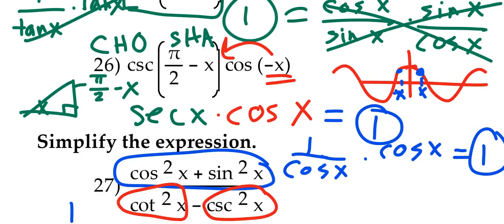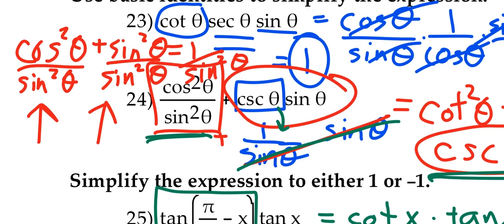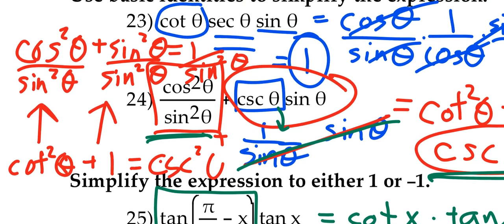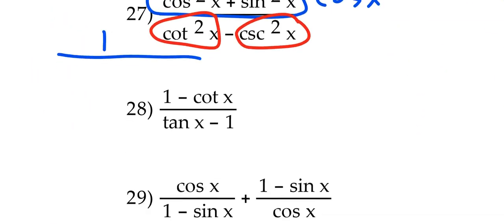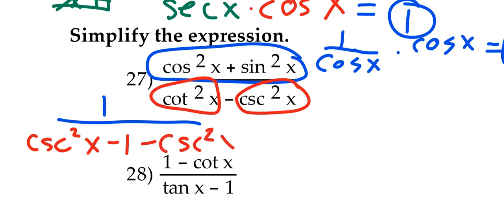A little bit ago, we looked at this Pythagorean identity: cotangent squared plus 1 equals cosecant squared. So take your pick. If you decide you're going to replace cotangent squared, what are you going to replace it with? Cosecant squared minus 1. Okay. So cosecant squared minus 1 minus cosecant squared.